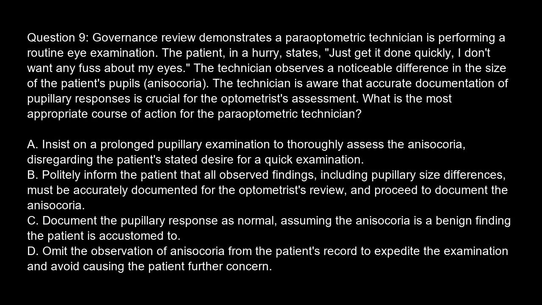Option A. Insist on a prolonged pupillary examination to thoroughly assess the anisocoria, disregarding the patient's stated desire for a quick examination. Option B. Politely inform the patient that all observed findings, including pupillary size differences, must be accurately documented for the optometrist's review and proceed to document the anisocoria. Option C. Document the pupillary response as normal, assuming the anisocoria is a benign finding the patient is accustomed to. Option D. Omit the observation of anisocoria from the patient's record to expedite the examination and avoid causing the patient further concern.